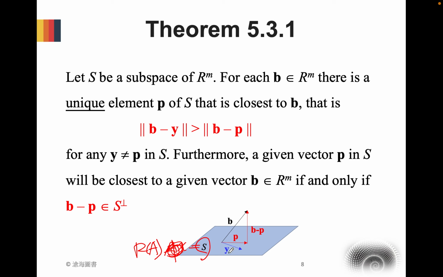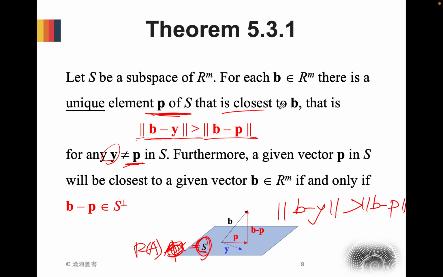For any other vector Y on the subspace S, the distance between Y and B would be larger than the distance between B and P. So for any other vector Y not equal to P, the norm of B minus Y is larger than the norm of B minus P. So we call P the closest vector of S, in S. P is in S, and it is closest to B.